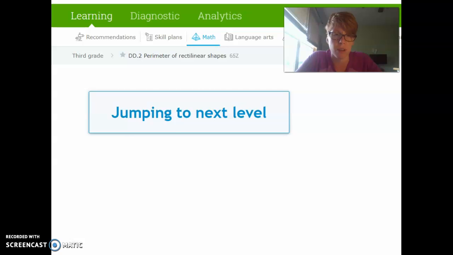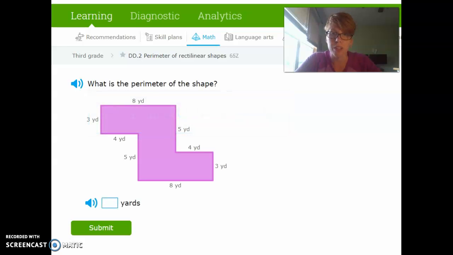Let's see here. Let's go over to the very top level. Ooh, this is a fun shape. We've got the letter Z. But let me see here. The way we find perimeter does not change. We're going to start at the lower right-hand corner and add it up. 8 plus 5 is what?